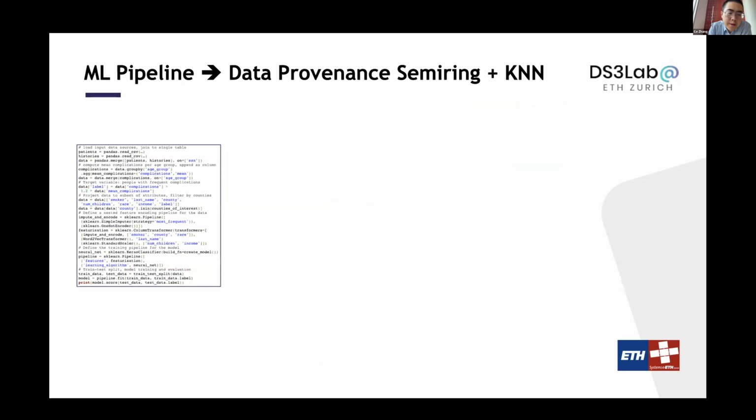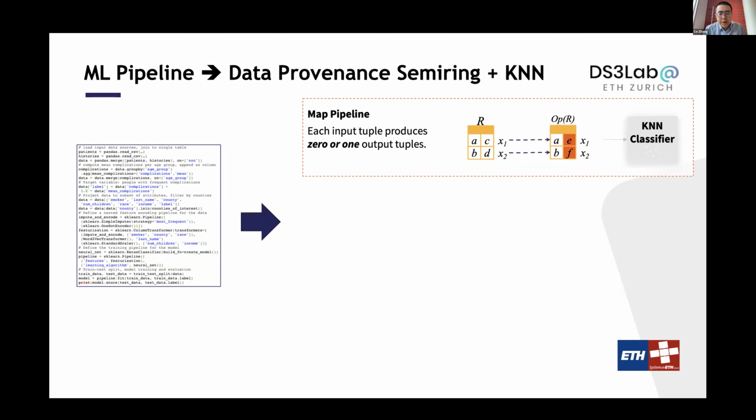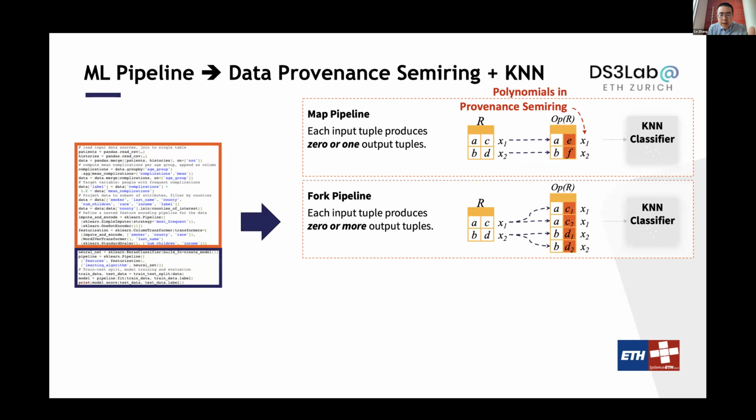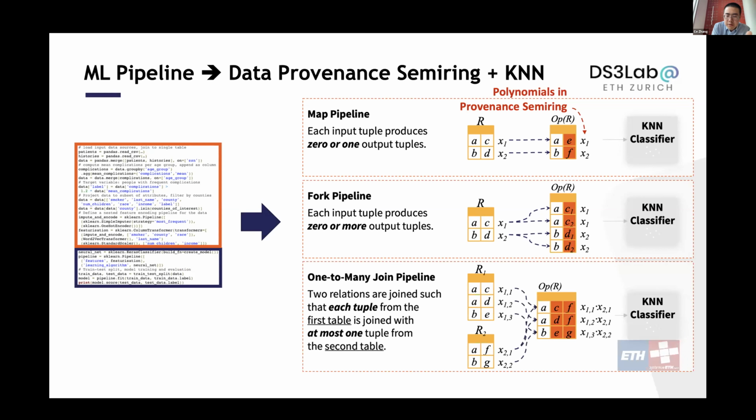So in general, if you take this machine learning pipeline, the thing that you are going to do is take this feature extraction pipeline and compile that into a polynomial in the provenance semiring, maybe with mlinspect, to describe the data provenance of feature extraction. And then you replace your machine learning model with a simpler classifier, for example, a K-nearest neighbor classifier. There could be different shapes of the feature extraction pipeline. You can have this one-to-one mapping that we call map pipeline. You can have this one-to-many mapping if you have data augmentation that we call fork pipeline. You can have these many-to-one joins when you try to bring information all together.